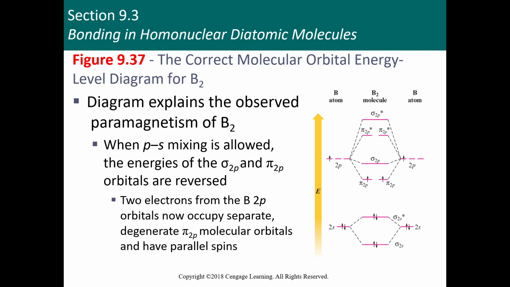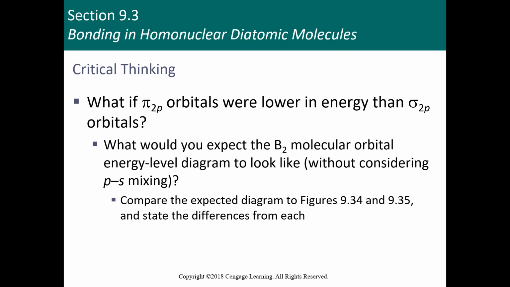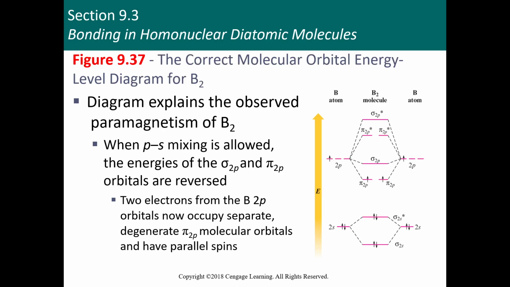Okay, so what if the pi 2p orbitals were lower in energy than the sigma 2p orbitals? What would you expect the B2 molecular orbital energy level diagram to look like if you don't have any ps mixing? Okay, so first off, that's sort of the same thing. You don't have any ps mixing, you would expect this to be lower in energy. You would expect these two electrons to actually be in the same orbital. That would mean you'd have paired electrons. And that would mean this would not be paramagnetic, but rather diamagnetic.